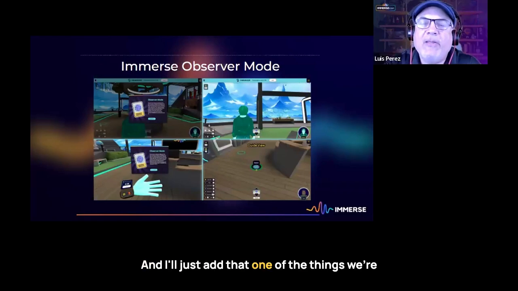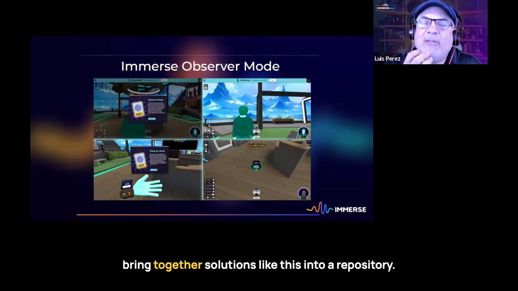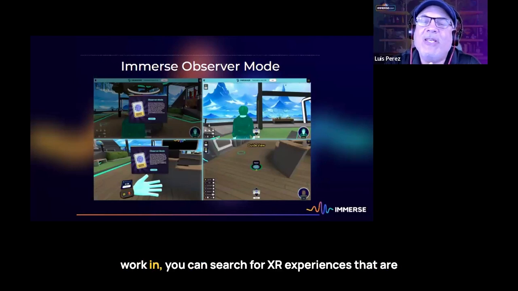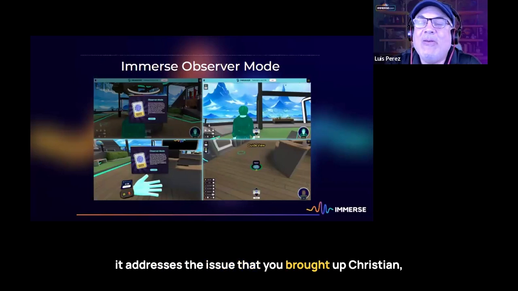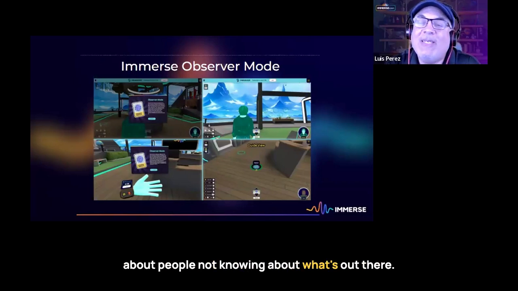And I'll just add that one of the things we're trying to do with Recite for our community, our advanced technological education community, is bring together solutions like this into a repository where, if you're a faculty member, you can search depending on what you want to teach, what area you work in. You can search for XR experiences that are well matched to the subject or the topic that you want to teach. And then maybe we can tag the accessible ones so that, again, it addresses the issue that you brought up, Christian, about people not knowing about what's out there.